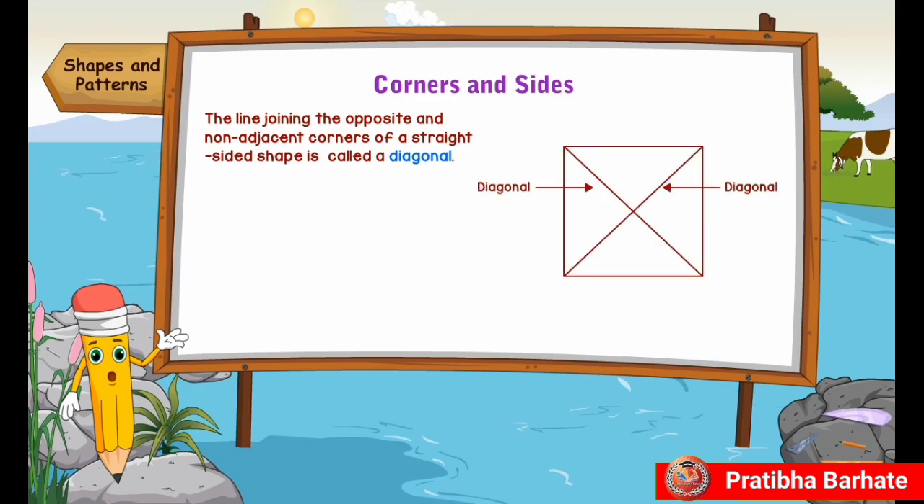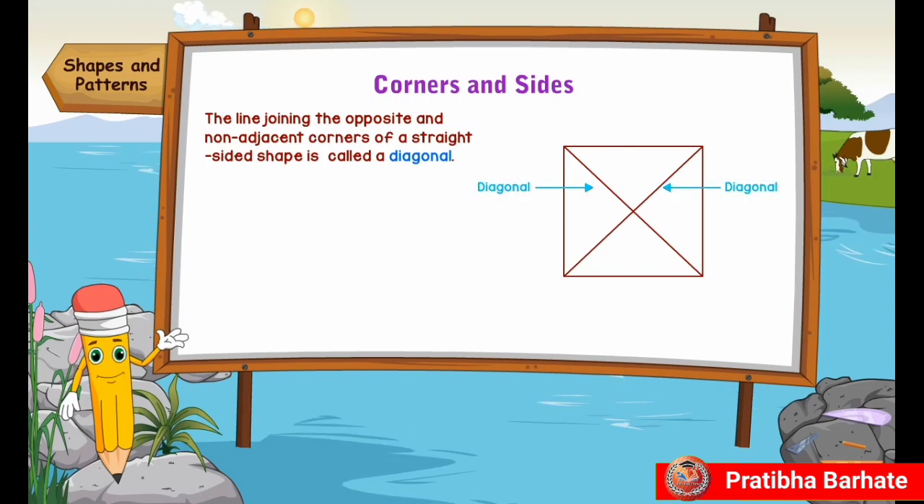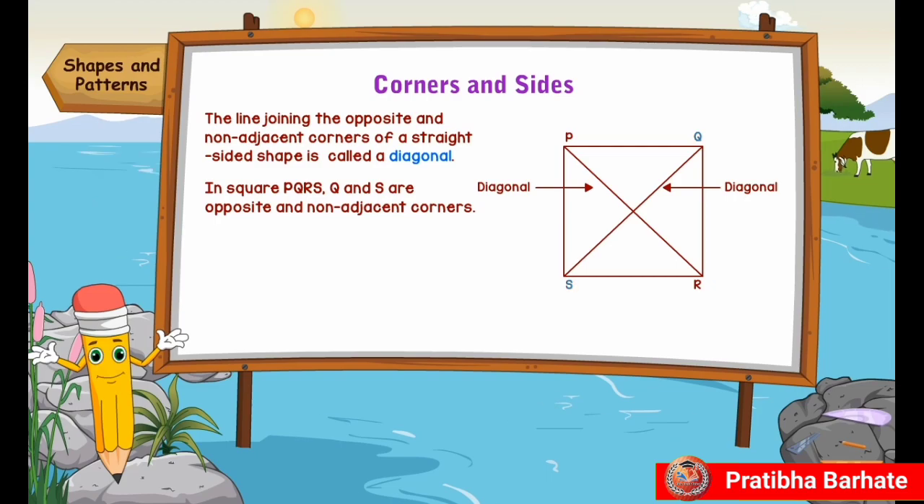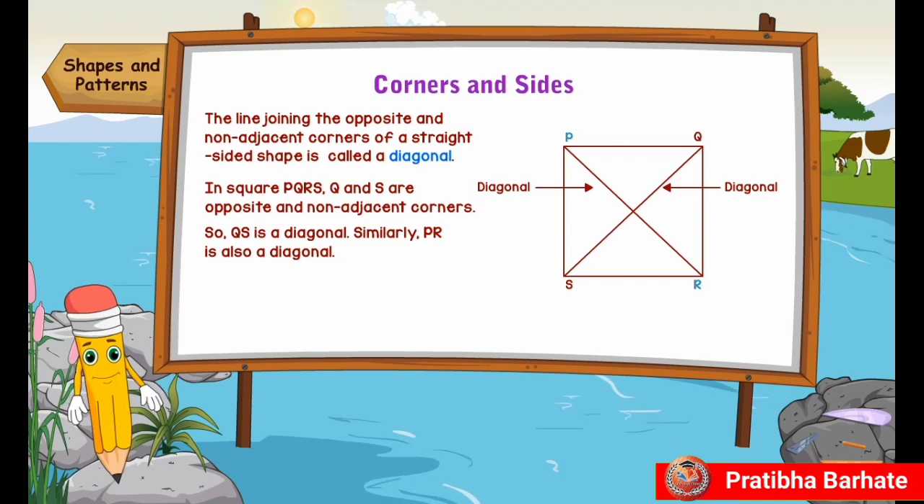The line joining the opposite and non-adjacent corners of a straight-sided shape is called a diagonal. In square PQRS, Q and S are opposite and non-adjacent corners. So, QS is a diagonal. Similarly, PR is also a diagonal.